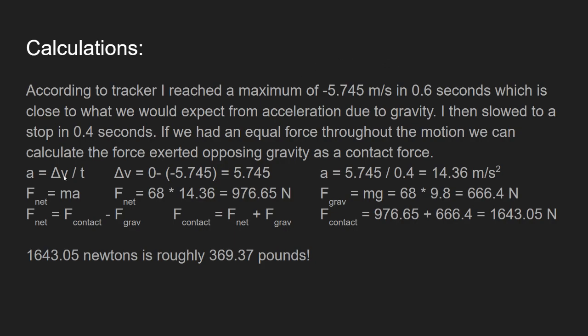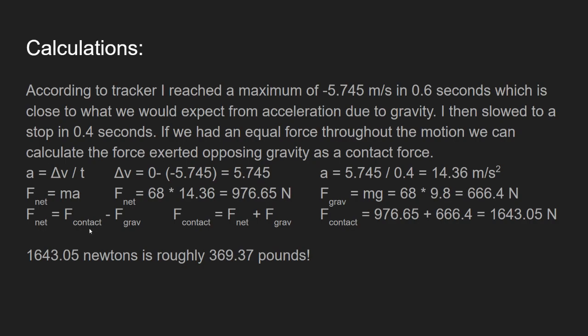First of all, we're going to find our acceleration during that time frame. Acceleration is just equal to the change in velocity over time, which we calculate here to be 14.36 meters per second squared. With acceleration, we can get our net force if we simply multiply by my mass, which is 68 kilograms. And this gives us 976.65 newtons as our net force.